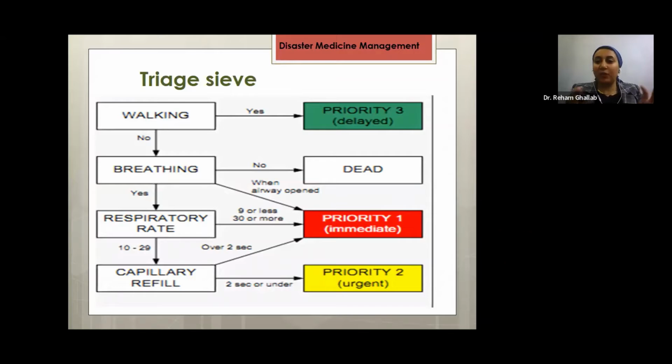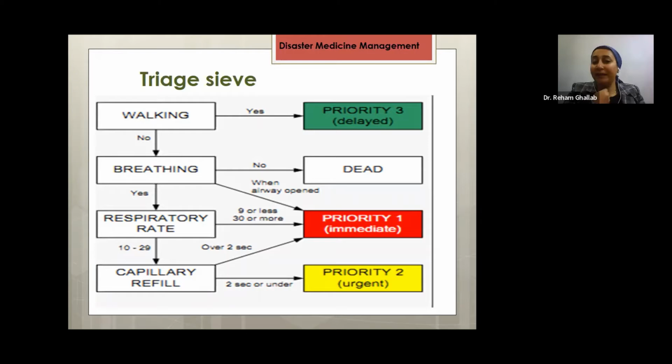If the patient is walking, ask the casualties, if you are the ambulance officer, to go to this side or this sign. If he is walking, in spite of his other condition, this is priority green, priority delayed for me. If he isn't walking, please check the breathing.